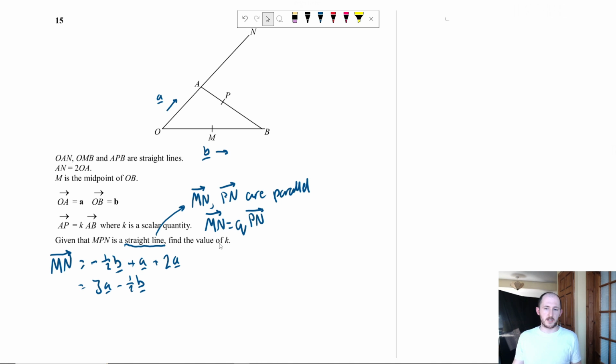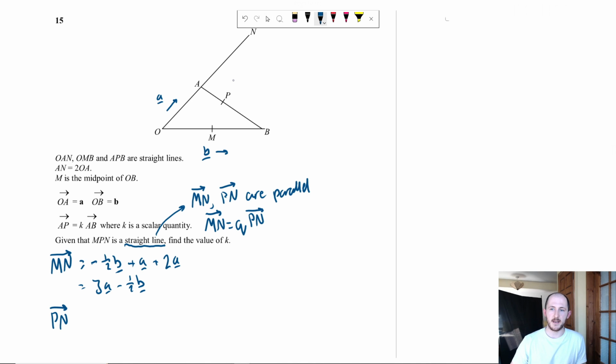We're going in the opposite direction. So M to O, it's negative half B, then plus A plus 2A. So if you go against arrows in vectors, you do negative. If you go with them, you do positive. The next thing I want to do is work out an expression for PN. Why am I doing this? Well, I have this handy equation here, MN is equal to Q PN, but I need to actually work out what MN and PN are. That's why I'm doing that.